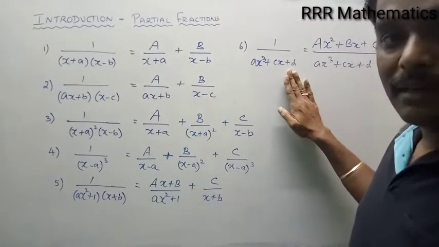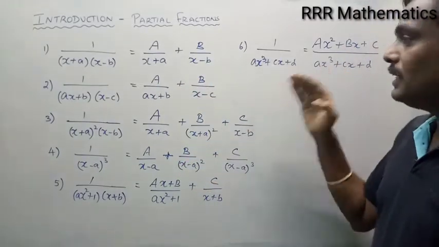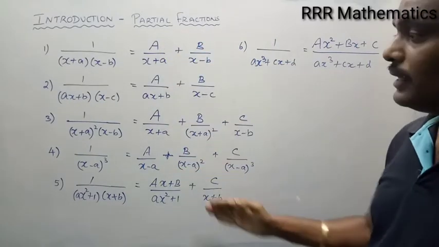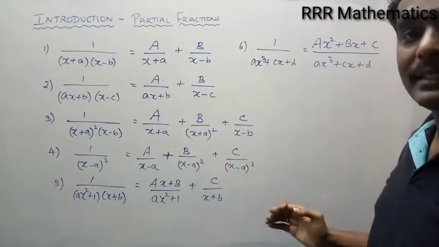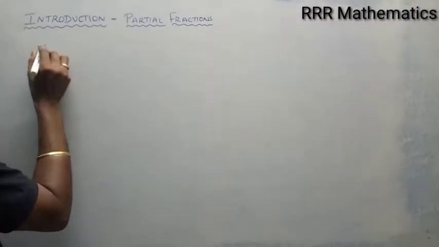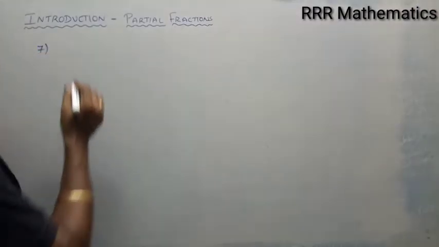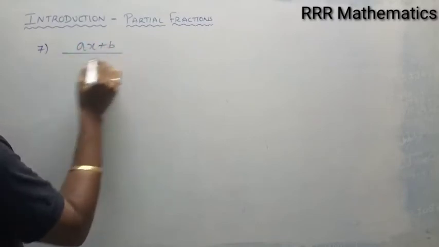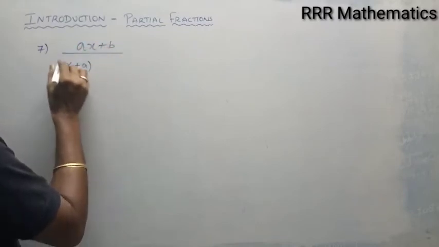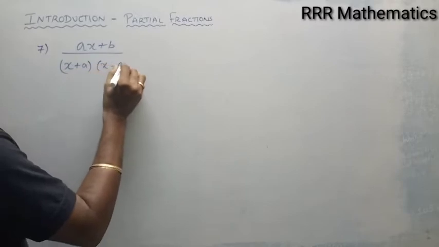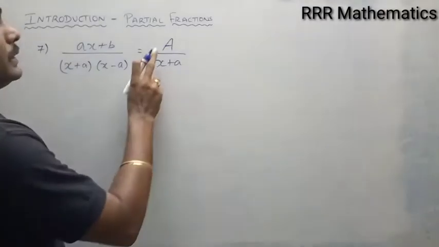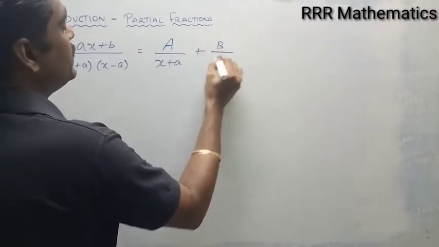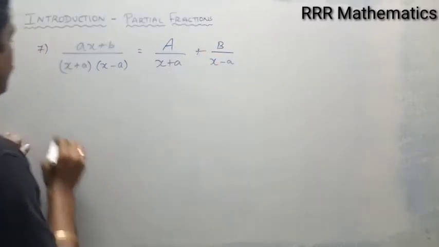This is not in your syllabus, but you must know the reason why we are writing A here, why we are writing ax plus b here. If the power is repeated, why we are writing like this? Is it clear? In the first 6 cases, I used the numerator as 1. Suppose you have some ax plus b divided by (x plus a) into (x minus a). No problem about this one. Some constant A divided by (x plus a) plus some constant B divided by (x minus a), etc.